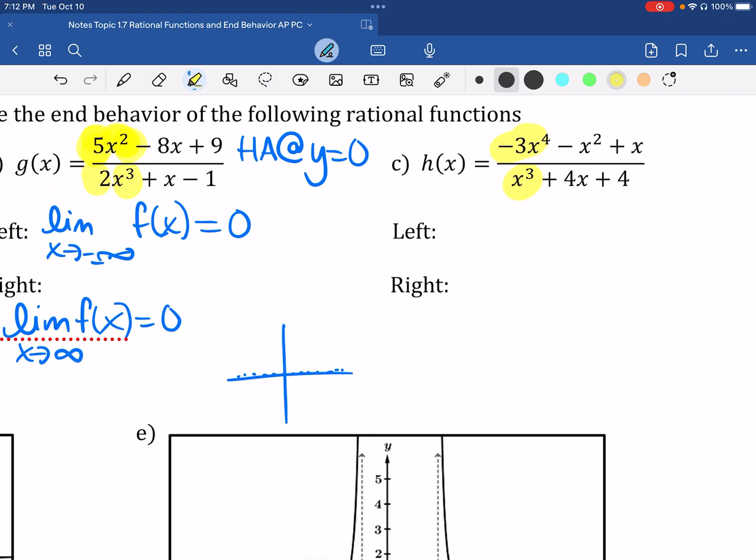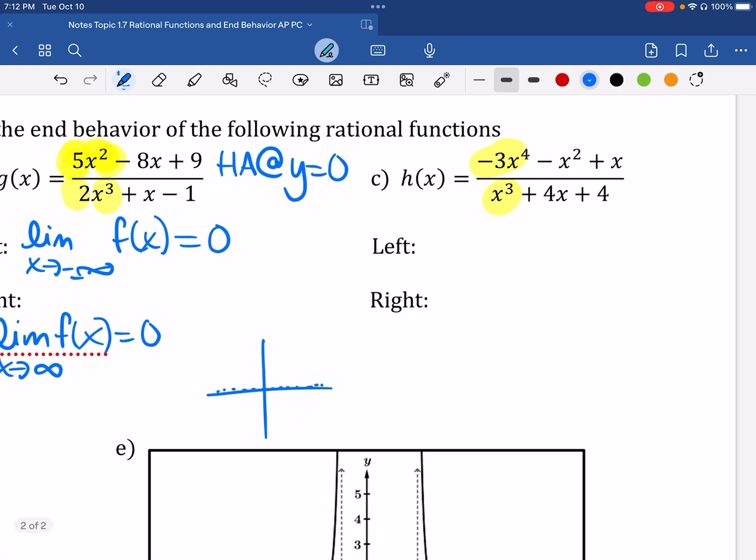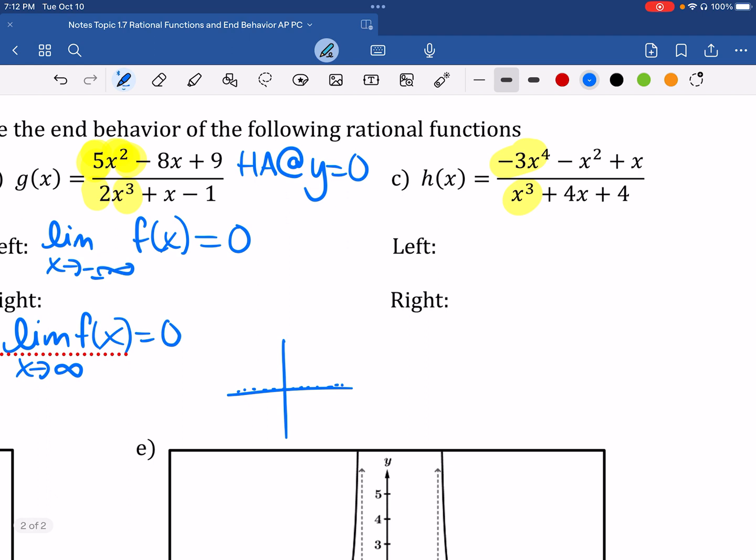Essentially what you're going to do is look just at those leading terms, and you're going to end up with a slant asymptote at y equals, and you're really just comparing those first terms. So you're going to be left with negative 3x, because x to the fourth over x to the third simplifies to just x. So what that's telling me is that I'm going to end up having a slant asymptote that looks something like this.